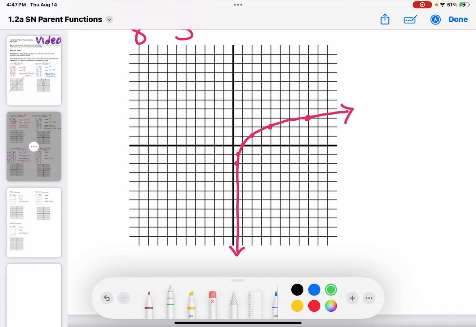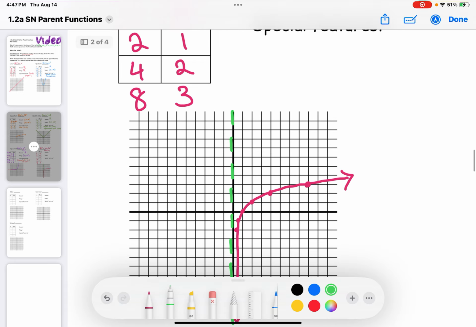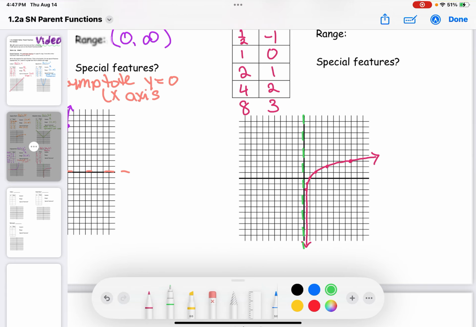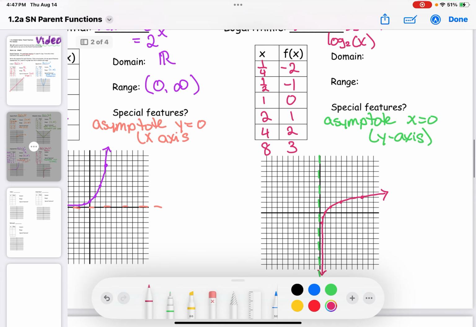So this graph has a vertical asymptote at the y-axis. Its special features will be an asymptote at x equaling 0, meaning it is the y-axis that's its asymptote. Its domain cannot touch 0, but it does go up to infinity, and its range would be all real numbers.